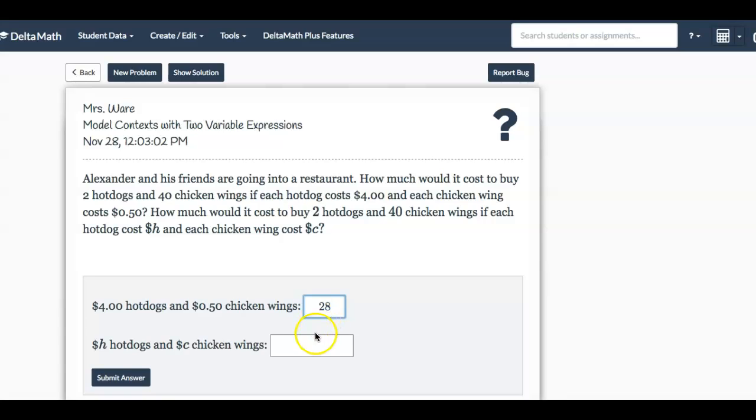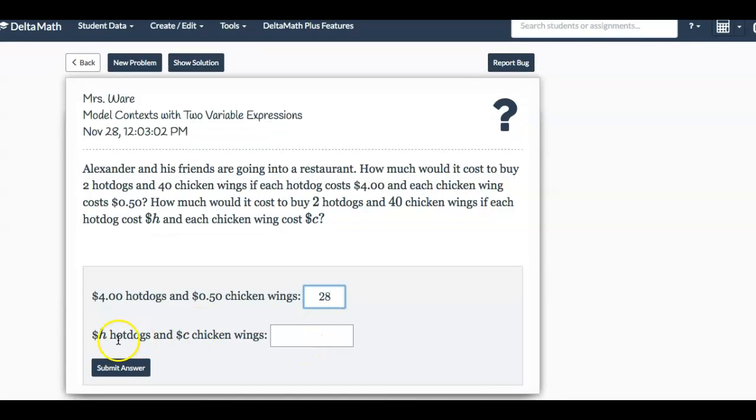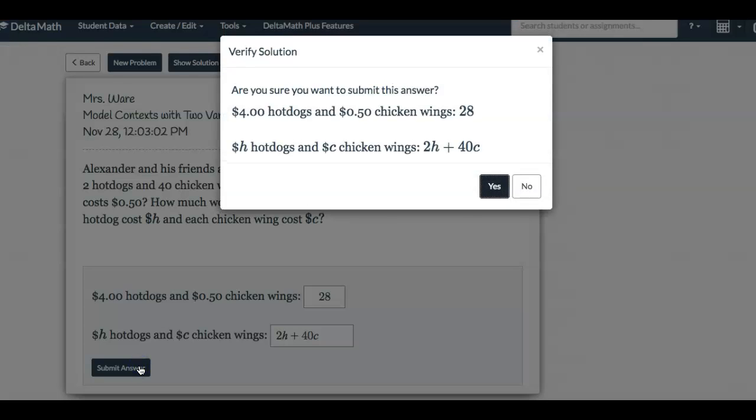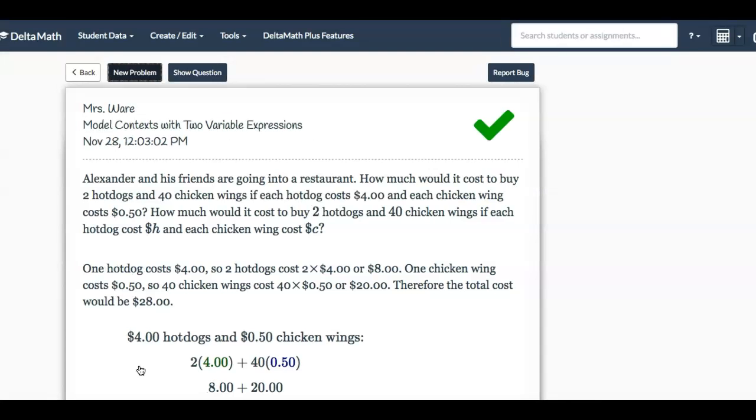Then if they were H dollars a piece, well, if I buy 2 hot dogs, I'm going to have to take that times H because that's my cost. And then I'm going to add 40 times the cost of the chicken wing. However much each chicken wing costs, I take that times 40 because I'm buying 40. So it's teaching you how to make an expression for a quantity here. So we're going to submit the answer and click yes. And so that's how you do that.